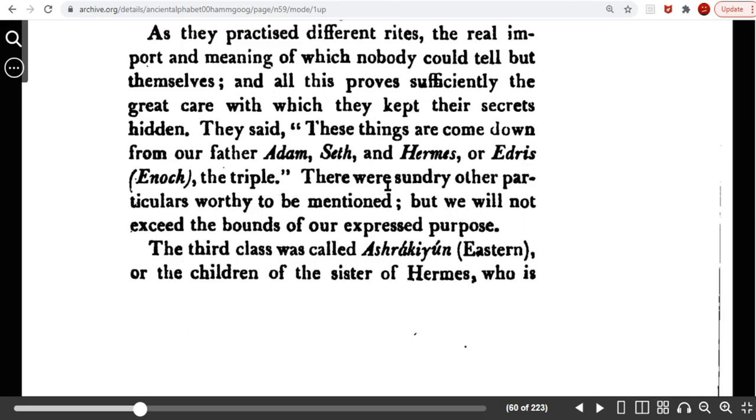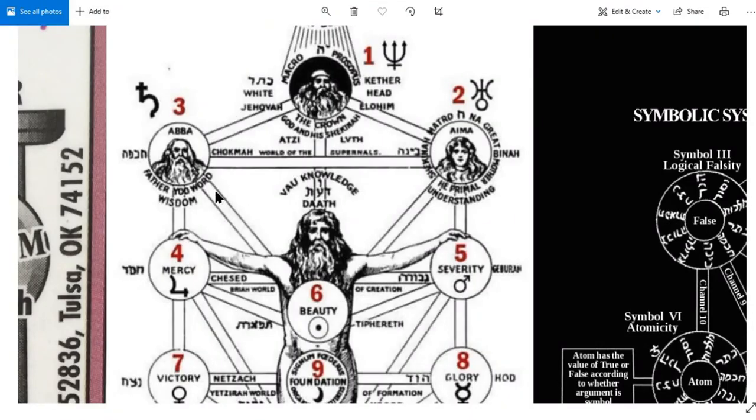Seth was the son of Adam. And I showed in a movie that Enoch was actually a daughter of Seth. Adam, Seth, and her. That's where your word her comes from. Feminine. Adam, Seth, and Hermes, the three heads. But I believe they got this backwards.